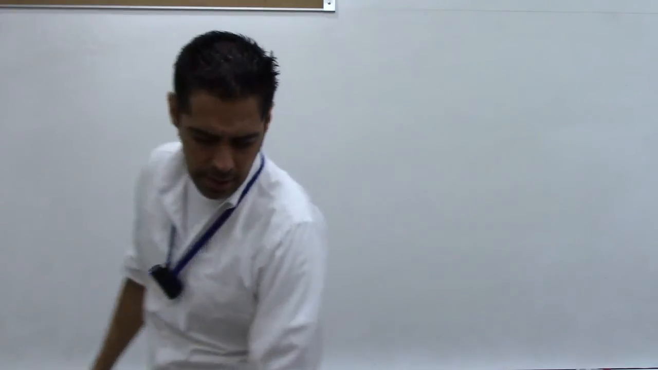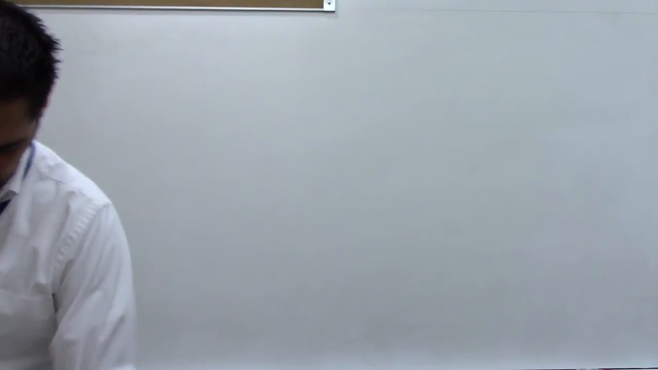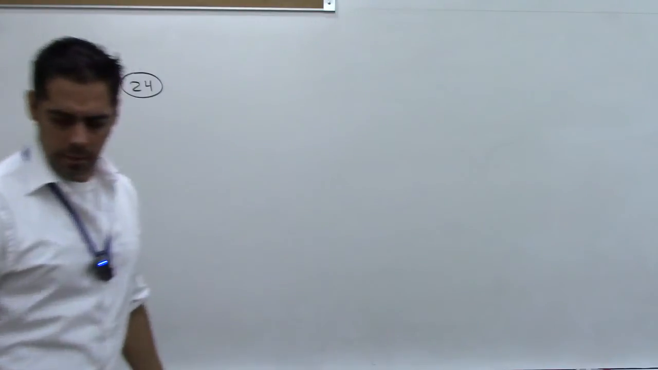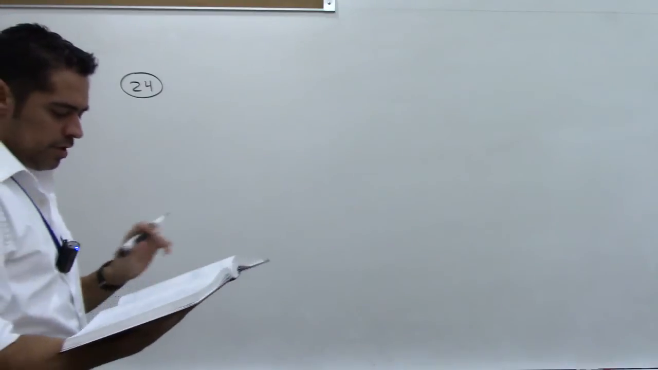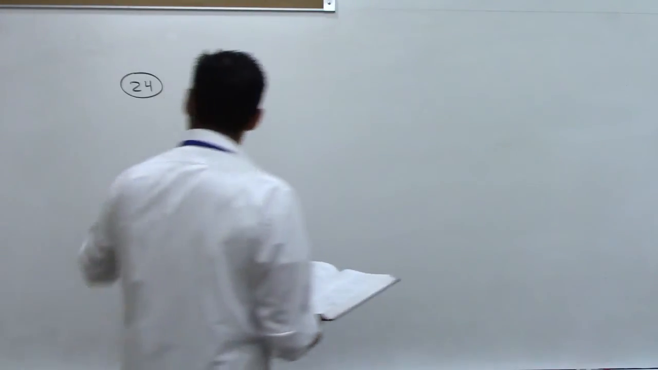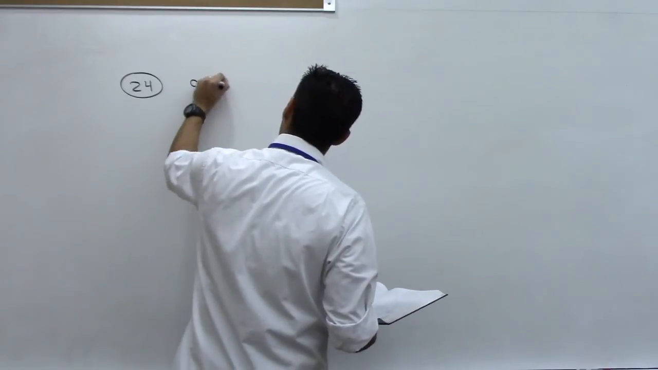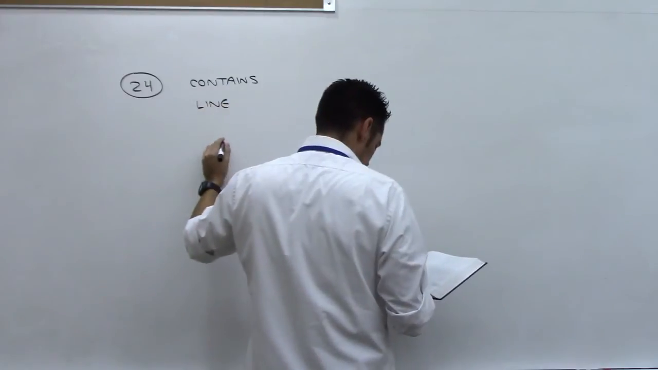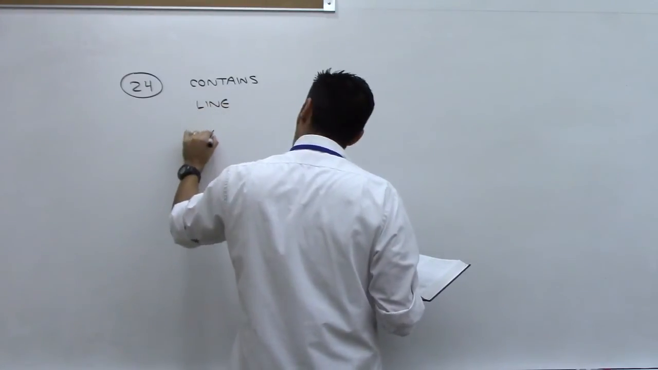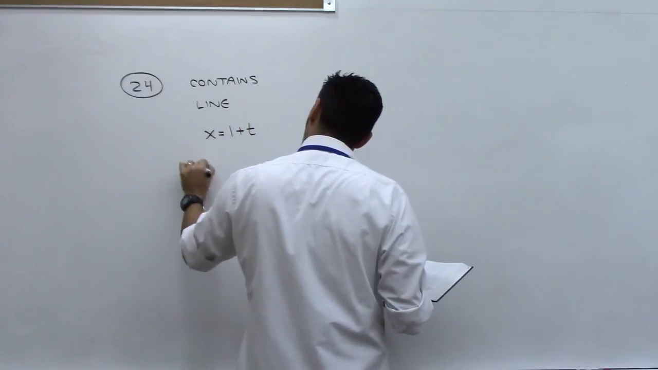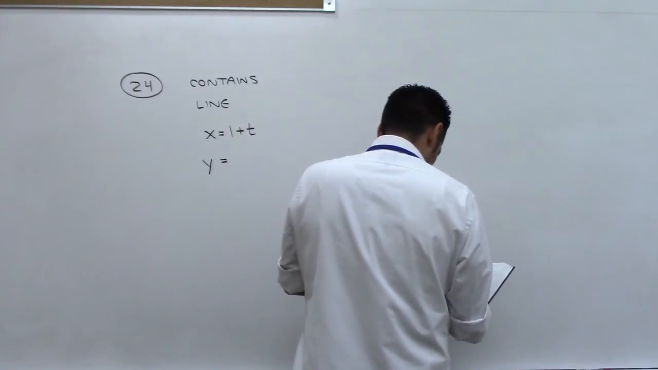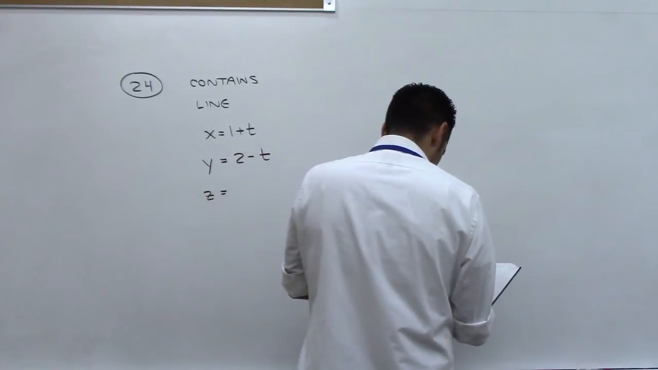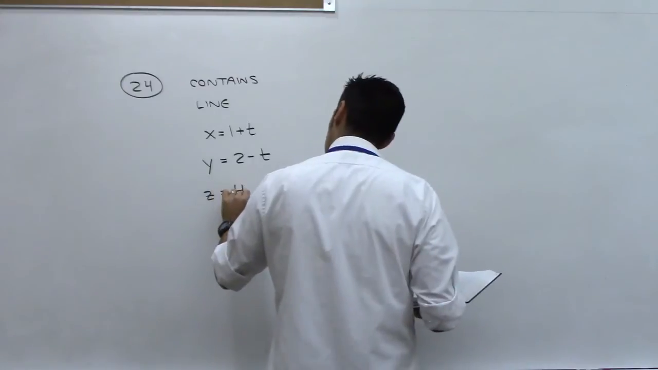All right, 24. So find the equation of the plane that contains the line, and they give it to you in parametric form. X equals 1 plus t, y equals 2 minus t, z equals 4 minus 3t.